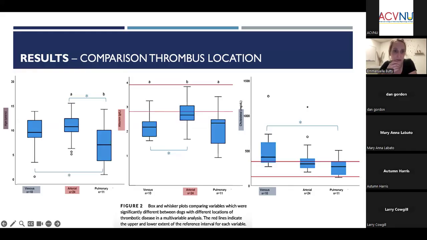These are kind of similar findings, like in box and whiskers plots, but this represents the same idea. The albumin level was definitely higher for the arterial group than the venous group. The patients with arterial or venous disease were older than those with pulmonary thrombus, and here the cholesterol is shown to be higher for the ones that had venous thromboembolic disease.